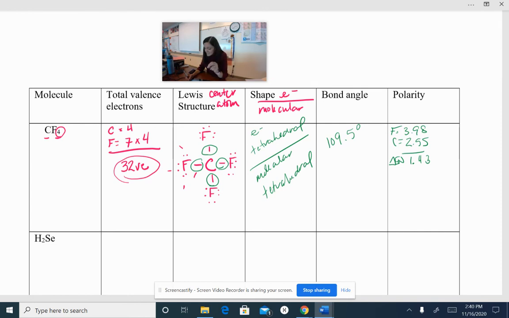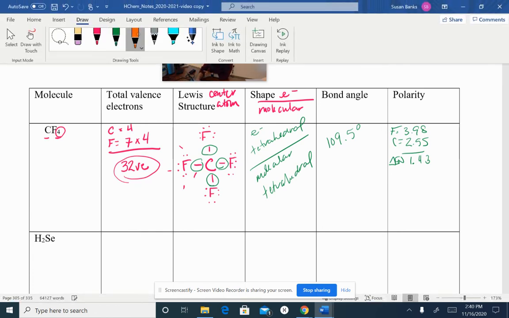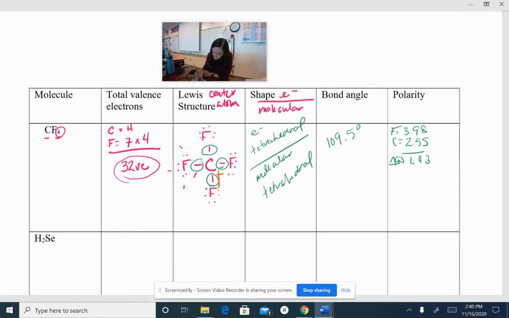Now, anything that is bigger than about 0.2 or 0.3 is going to be polar. So we do have dipoles going towards the fluorine. The fluorine is much more electronegative than the carbon.